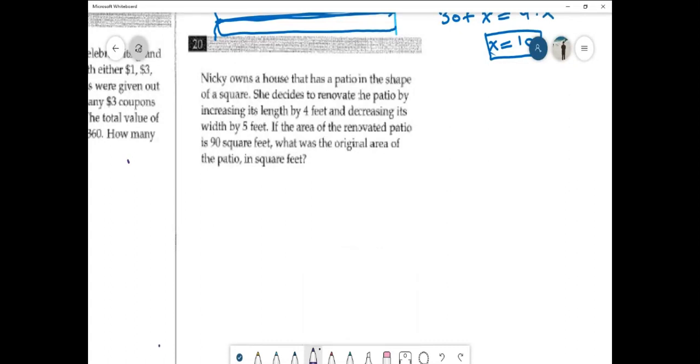Let's solve question number 20. Then I will take another attendance, and we will be over with the work problems.